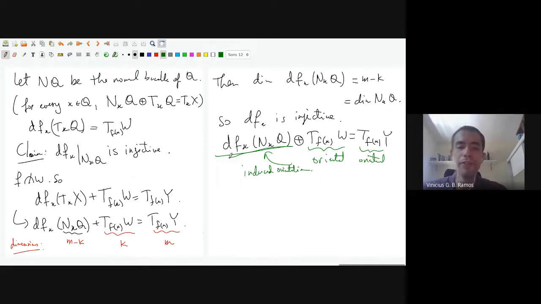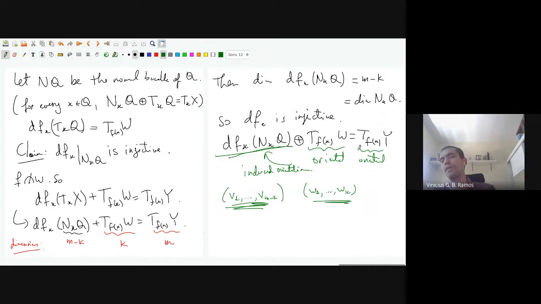Okay, so how do you do that? As usual, as I said, you choose a basis v1 to v(m-k) for this one, and then you choose a basis w1 through wk. You say that this basis is positive if, when you put it with a positive basis here, you get a positive basis of the whole thing. It's the same thing that I said before. Is that clear? Any questions about that? Okay, that's how you find an oriented basis of this space.